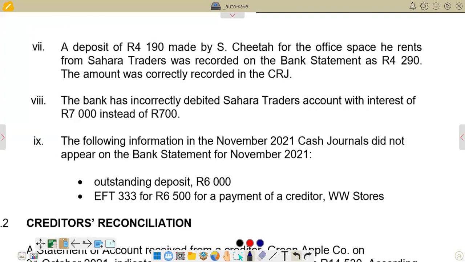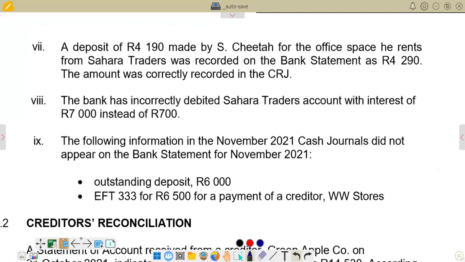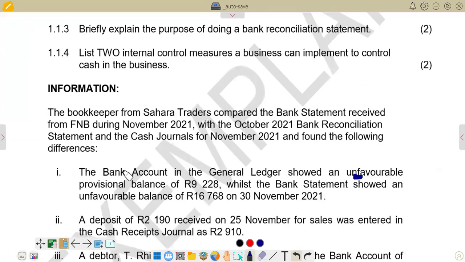So we go to the credit side. That's where we're going to have our balance at the beginning. So we are just going to write balance b/d on the credit side, with 9,228. Then if we come back to our information, we are now going to pick entries or errors that affected the bank account, and then we correct those errors.